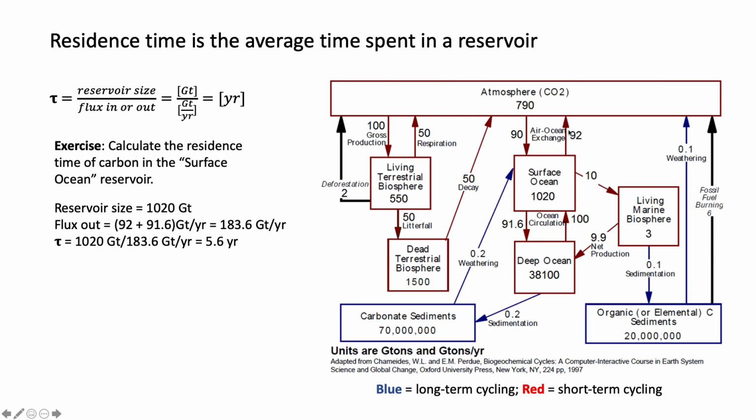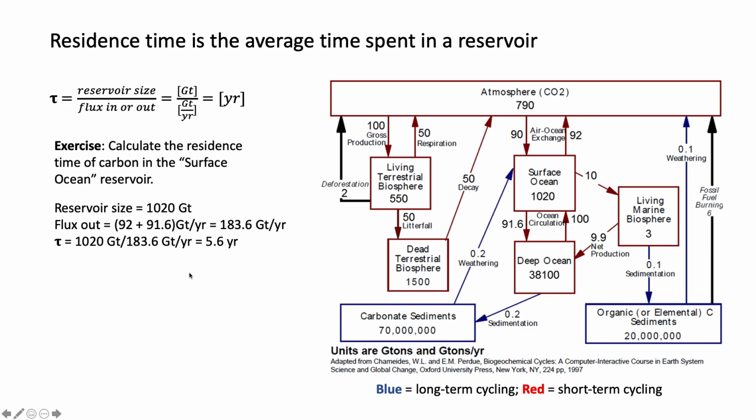And so these arrows, these vectors represent the fluxes. And so anything that's pointing away would be a flux out. And so we simply just sum 92 right here in the air-ocean exchange with 91.6 gigatons per year from the exchange between the surface ocean and the deep ocean. And that yields 183.6 gigatons per year. So tau, the Greek letter tau here representing residence time, would equal that reservoir value, so 1020 gigatons over the 183.6 gigatons per year, and we're left with 5.6 years for our residence time.